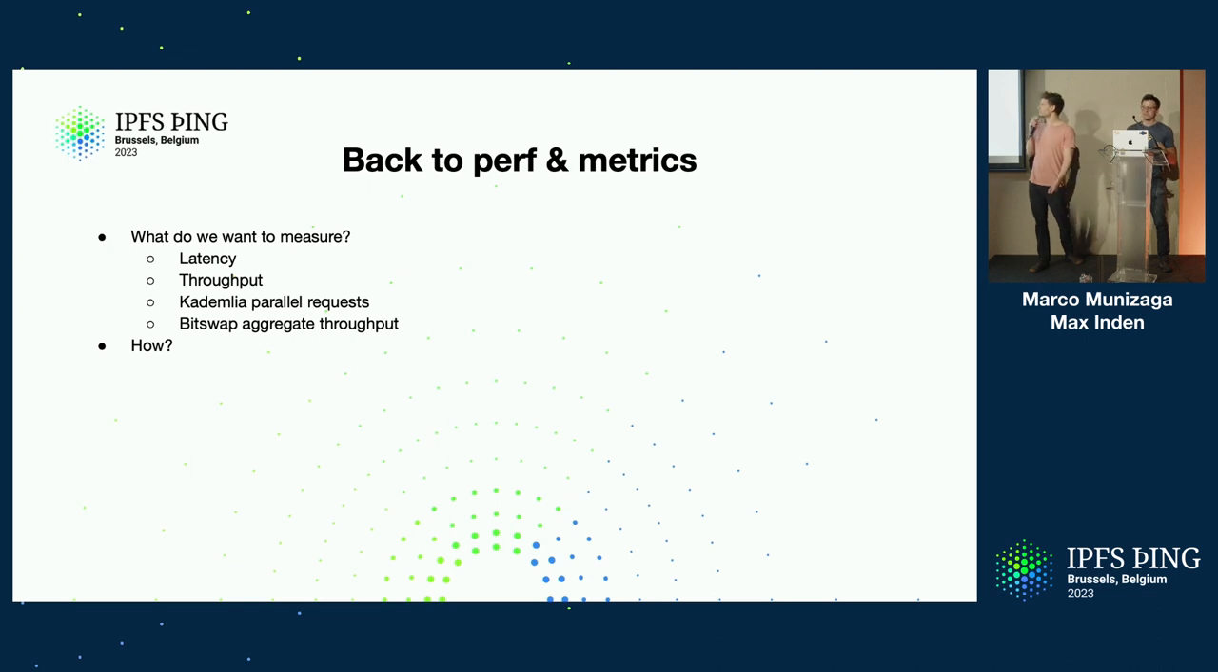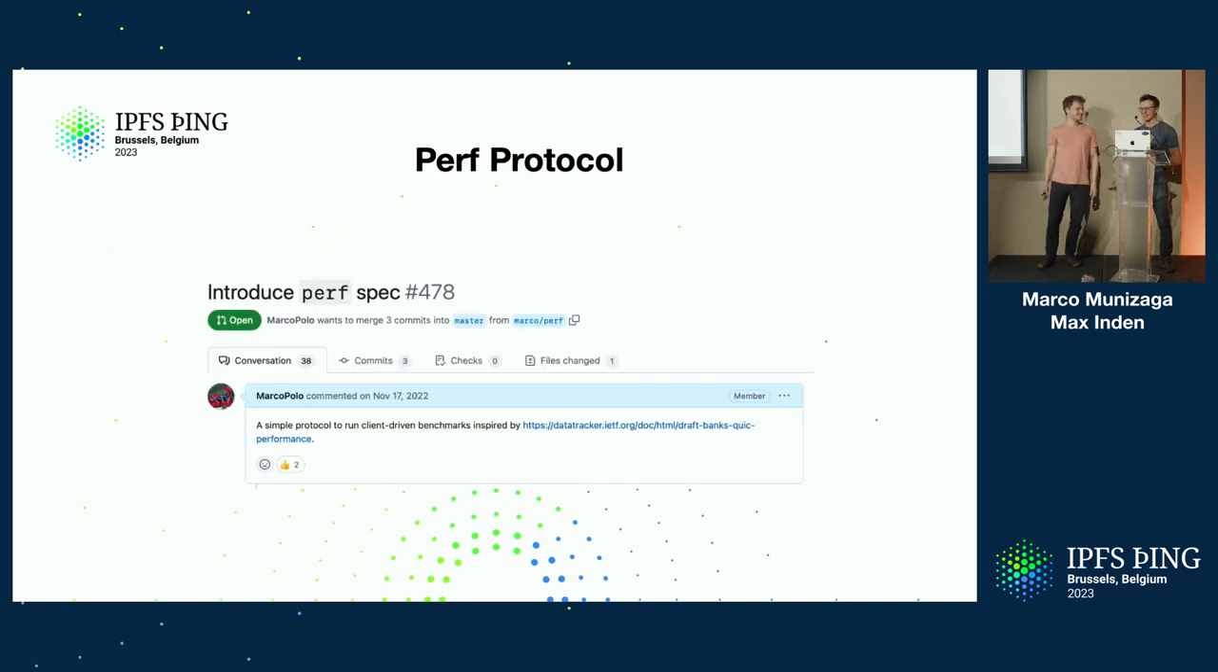So back to perf and metrics. What do we want to measure? Yeah, okay. Well, in general, I think it makes sense to just test latency, right? And then throughput, those are the obvious ones. But then I would like to do a little bit more advanced things. Kademlia is kind of hard, like I want to do my requests. And Bitswap is a different use case. So I think we should test all of this. But I wonder, this sounds super complex to have these advanced use cases tested. Well, Max, let me tell you, it's actually pretty simple.